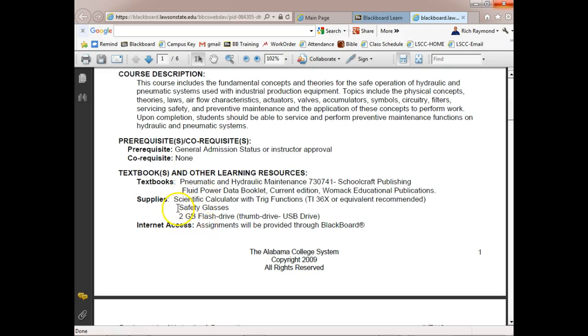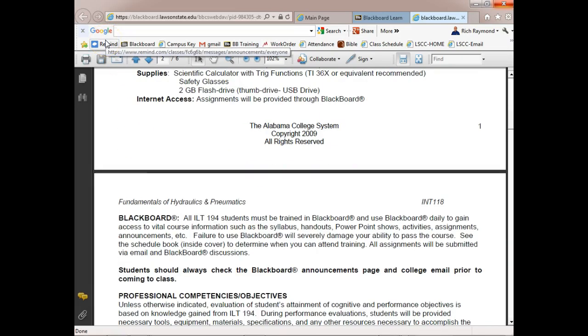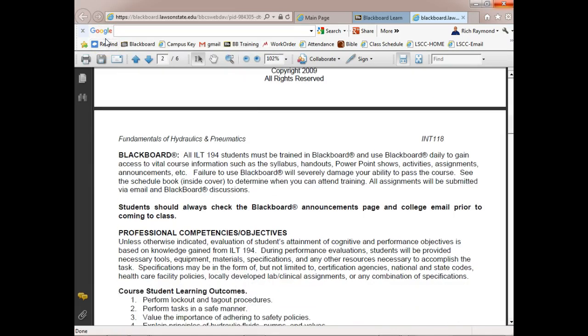So make sure you bring safety glasses. And like I told the other class, it's not on here, but in this class we don't allow you to wear short pants, and we don't allow you to wear open-toe shoes. So don't come in here in flip-flops or anything like that. And if you're in an electrical class, we want you to wear cotton, because most of the synthetics that we wear will catch on fire and burn, and that's not good.